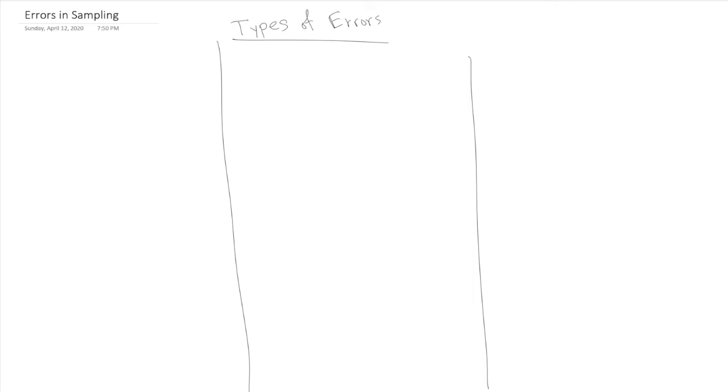The topic today is errors in sampling. So this chapter, and for a lot of what we're going to do for the rest of the semester, is much more about thinking and explaining than it is about calculating. When we introduce errors in sampling, first we need to talk about what a sample is.